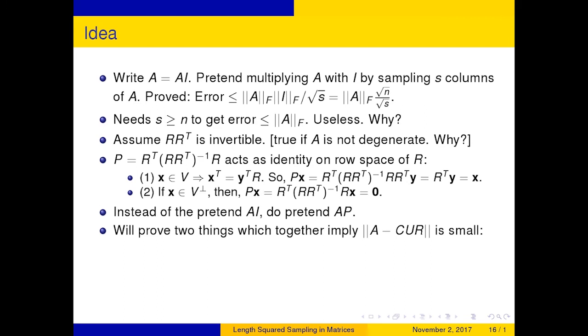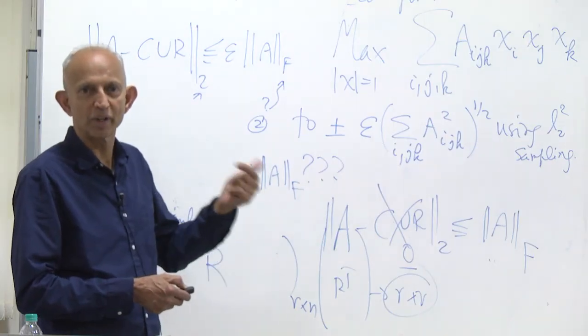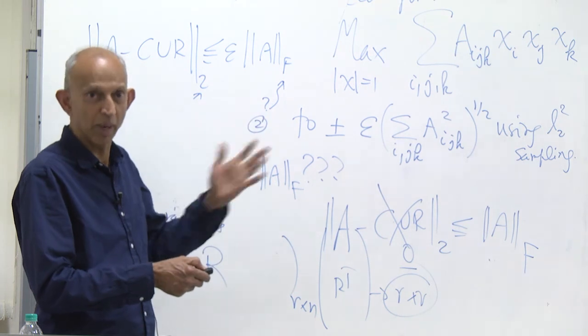And it's not difficult to see that the space perpendicular to that acts as a null. The whole perpendicular subspace is in the null space of P. All of this should be known. So instead of pretend AI, I'm going to do pretend AP. Now P is an identity on a very small dimensional space, R-dimensional, whereas I was identity on the n-dimensional space. So the root n will get replaced by root R because it's identity on a very small space, and that buys us everything we want.